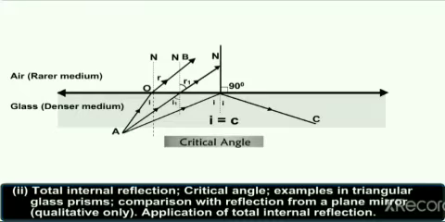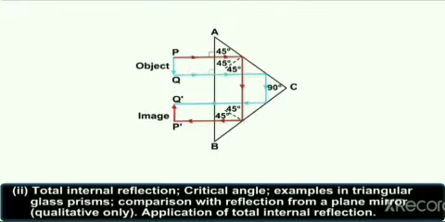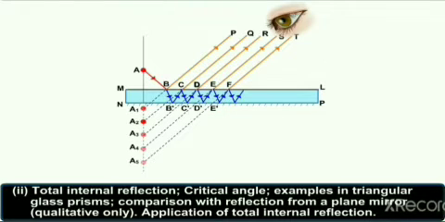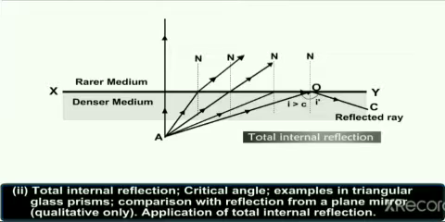Second, total internal reflection. Critical angle. Examples in triangular glass prisms. Comparison with reflection from a plane mirror. Qualitative only. Application of total internal reflection.